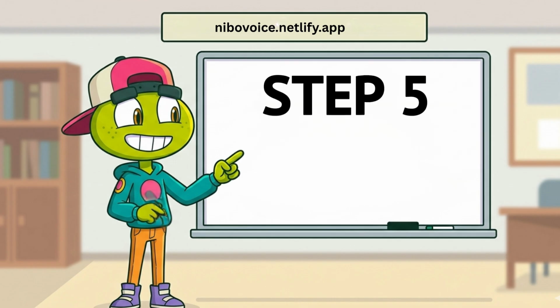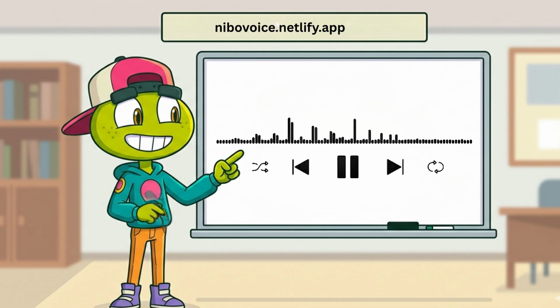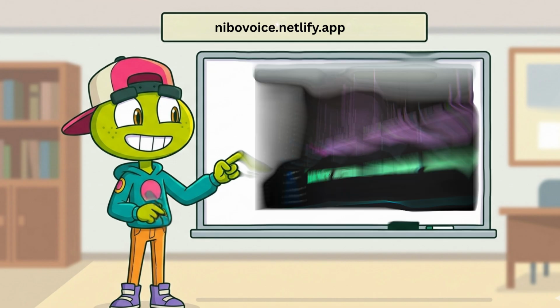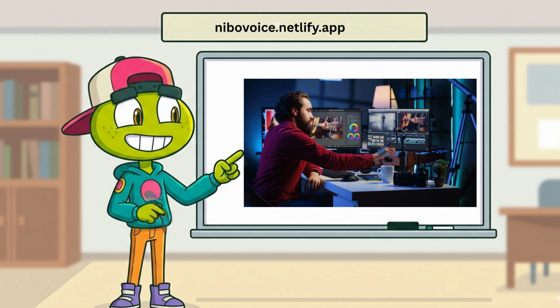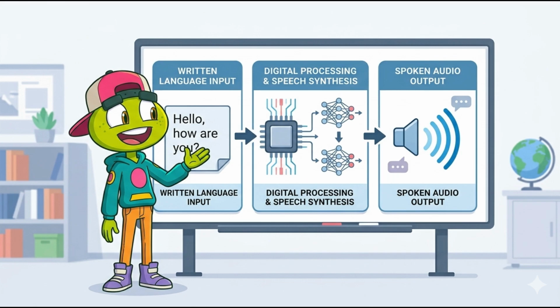Step 5. Producing the audio. Once everything is processed, the system converts the generated speech into an audio file. This file can then be played, downloaded, edited, or used in videos, podcasts, audiobooks, and many other projects. And all of this can happen in just a few seconds.